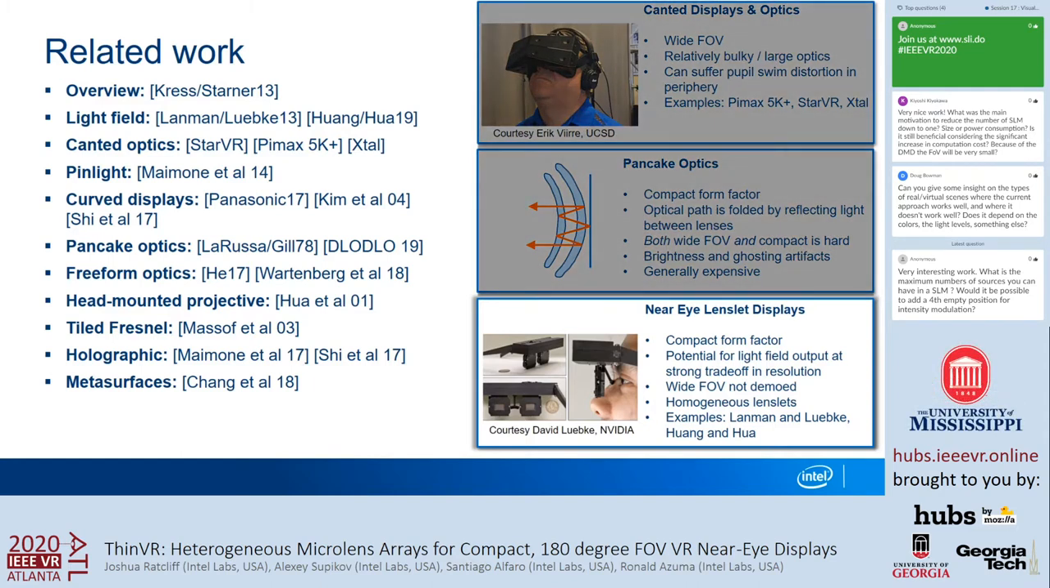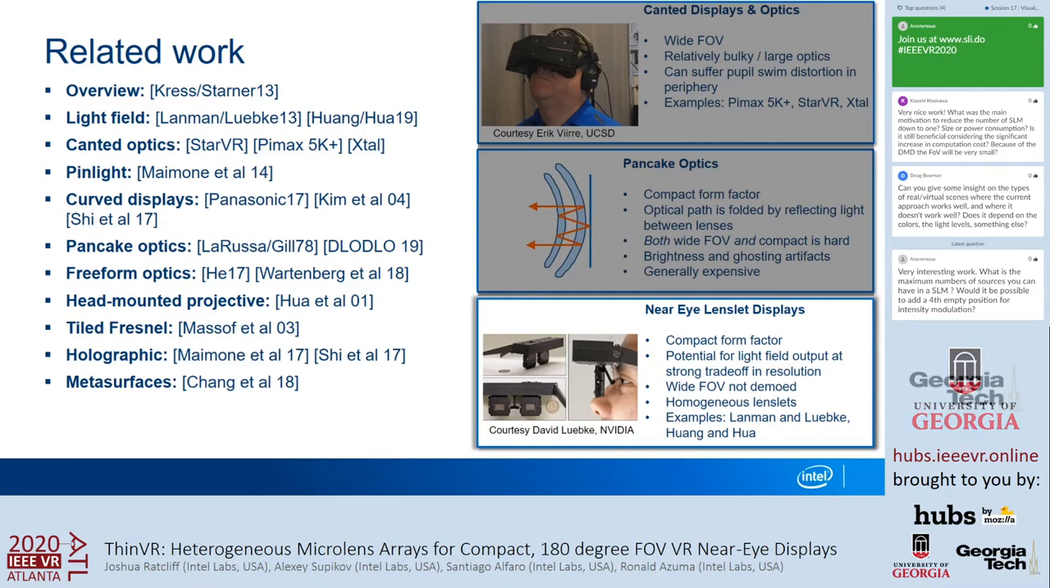Finally, we have near-eye lens array-based displays. Rather than using a single monolithic element in this case, the optical system is an array of lenslets. Lanman and Luebke demonstrated light field output in a near-eye lens array-based system. This presented the user with accommodation cues and a rich perception of retinal blur, two features which add visual comfort and realism. However, this came with a fairly extreme loss of spatial resolution. Furthermore, an ultra-wide field of view wasn't demonstrated and could be challenging with the homogeneous arrays used.